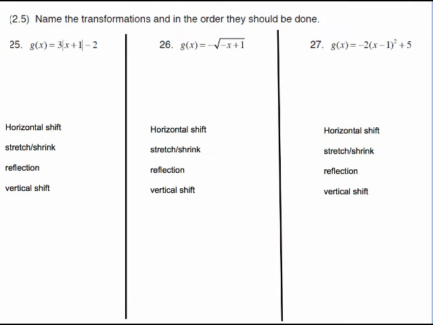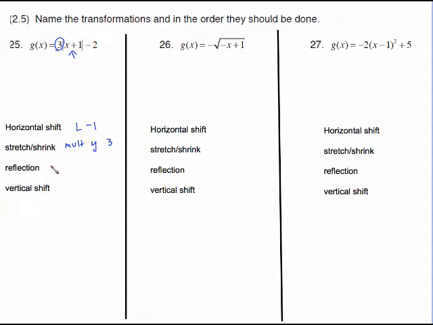In the transformations and in the order they should be done, this is the order you need to look. Number 1, horizontal shift. You'll find your horizontal shifts inside the parentheses or the brackets or the radicals. So horizontal shift happens right in here. And it's opposite. X plus 1 tells you that you're actually going to move to the left 1. The next thing you want to look for is any stretching or shrinking. Stretching and shrinking is this number here that's in front of the brackets. A 3 in front of that tells us that we're going to multiply the y by 3. That is a vertical stretch.